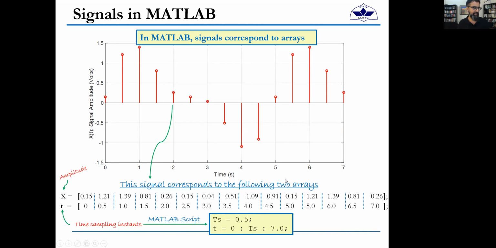This is what it's going to do. So the MATLAB script, we just write it out, is you just specify what the sampling period is, which is 0.5 seconds, and then T is 0:TS:7.0. And it will automatically give you this entire vector.